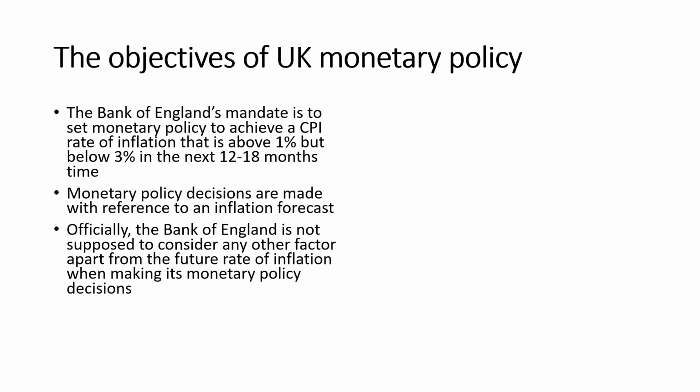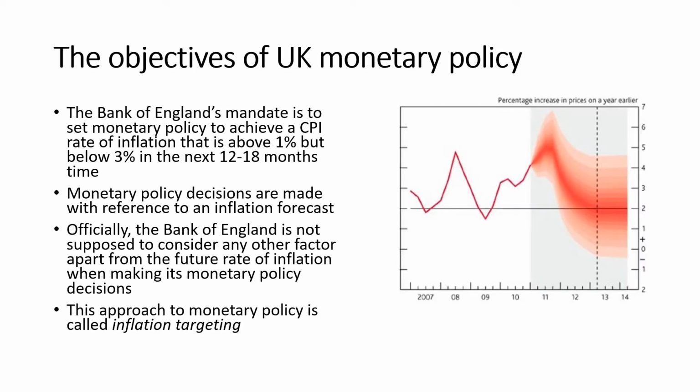Because monetary policy is subject to a time lag, when the Bank of England makes its monetary policy decisions, they make it with reference to an inflation forecast. So if we look at this inflation forecast on the screen, the forecast was made at the beginning of 2011, and at that time the Bank of England was expecting the rate of inflation in 2 years' time to be about 2%. So obviously there was no need to put interest rates up or down because inflation was going to be exactly bang on target according to the Bank of England.